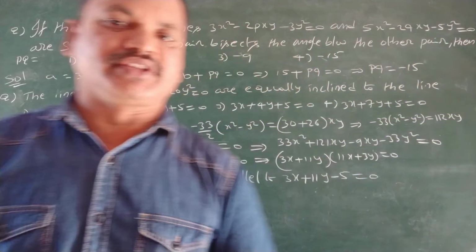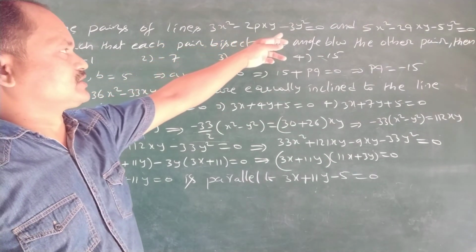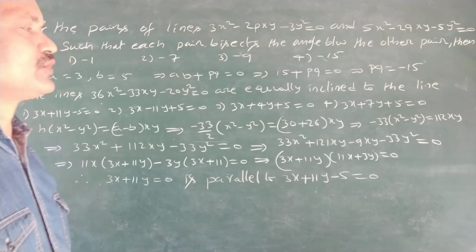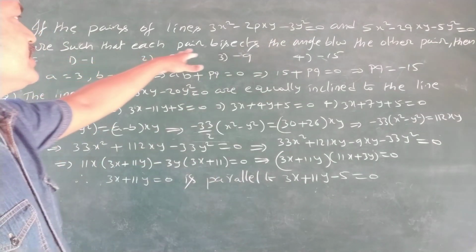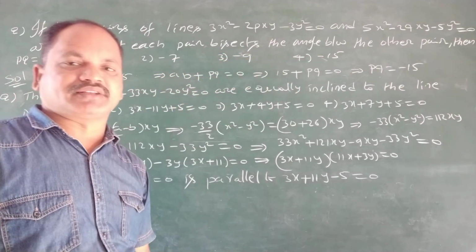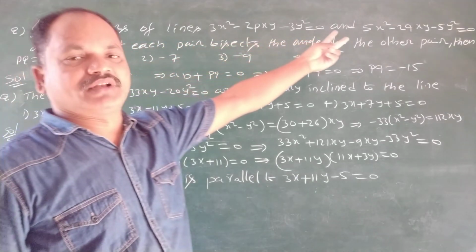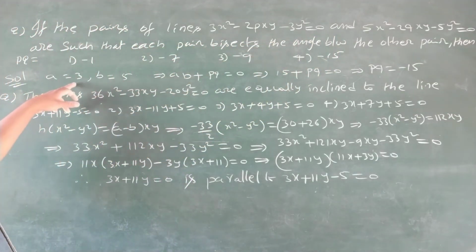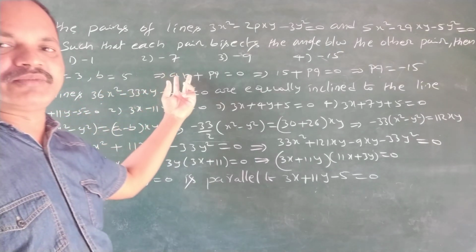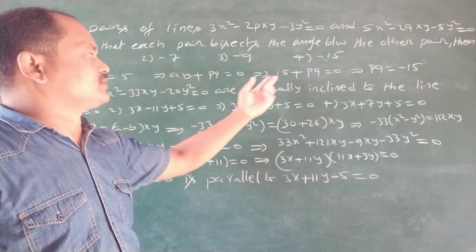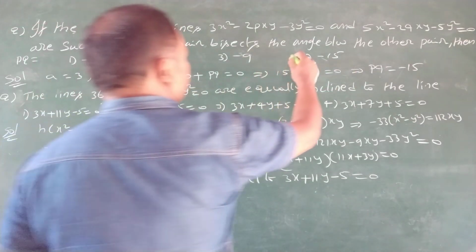The next question: if the pairs of lines 3x square minus 2pxy minus 3y square is equal to 0 and 5x square minus 2qxy minus 5y square is equal to 0 are such that each pair bisects the angle between the other, then pq is equal to. Comparing with the lines, a is equal to 3 and b is equal to 5. We know the formula ab plus pq is equal to 0, so pq is equal to minus 15. That is in the fourth option.